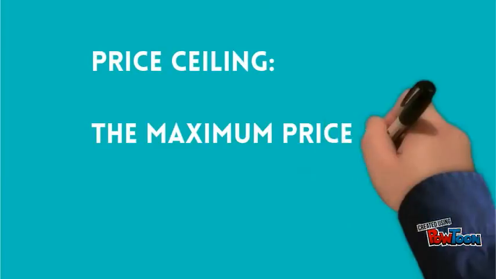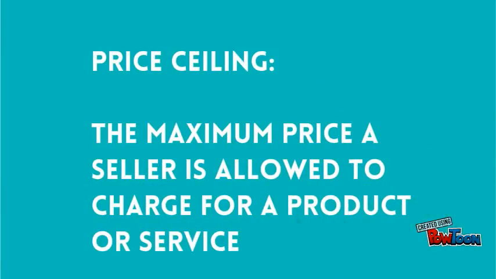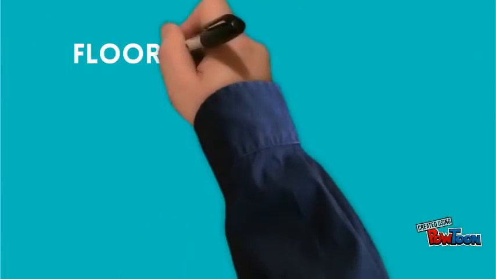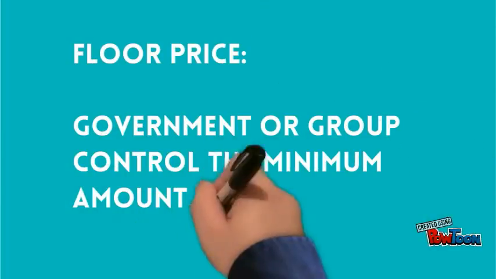A price ceiling is defined as the maximum price a seller is allowed to charge for a product or service. Floor price is defined as a government or group control of the minimum amount that can be charged on a product.